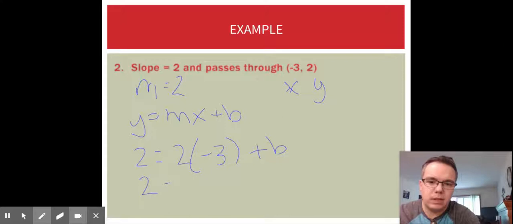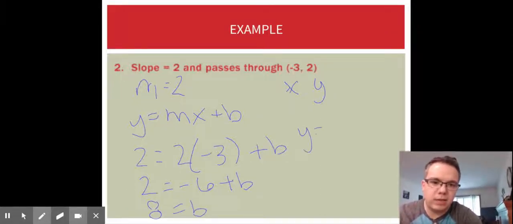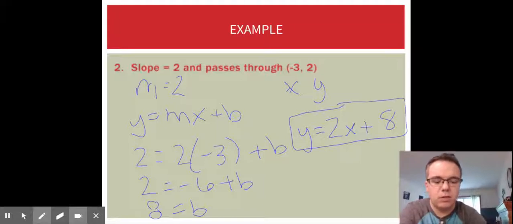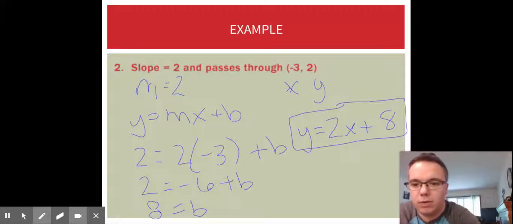So I'll get 2 equals -6 plus b. Add my 6 over, I'll get 8. So the equation of my line is y equals 2x plus 8. So we plugged in our point and our slope to find our b, our y-intercept. So our line starts at the point (0, 8) and will go up 2 over 1.